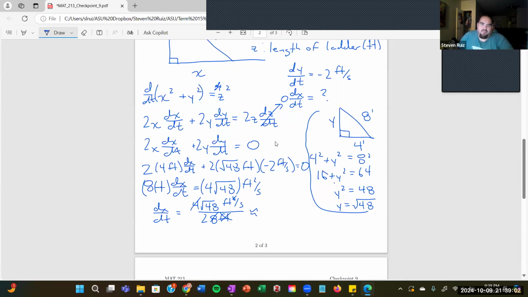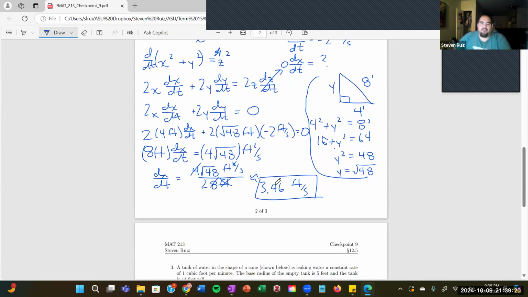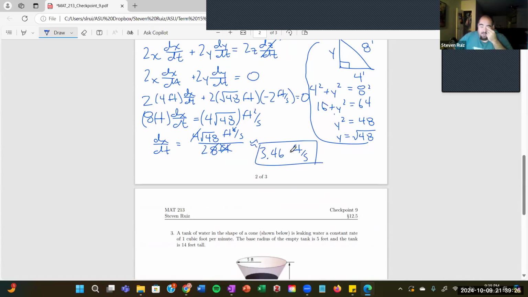All right, this comes out to be approximately 3.46 feet per second. Last thing I'm going to say here is this is positive. Does that make sense? Hopefully it does, because as this ladder slides down the wall, that distance X is going to be growing. So I think at least for the sign, hopefully that makes some qualitative sense. Okay, so that's question 2.